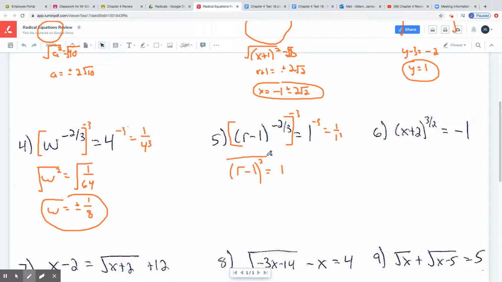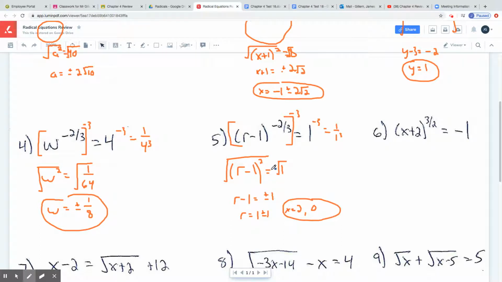Now I'm going to take the square root of both sides. It gives you r minus 1 equals, the square root of 1 is plus or minus 1. So r equals 1 plus or minus 1. 1 plus 1 is 2. 1 minus 1 is 0. So 2 and 0 are my answers.